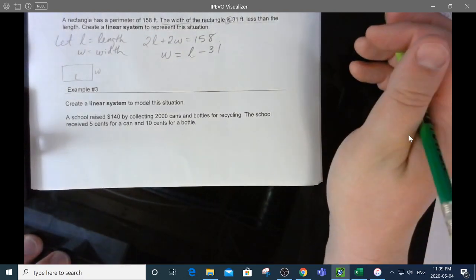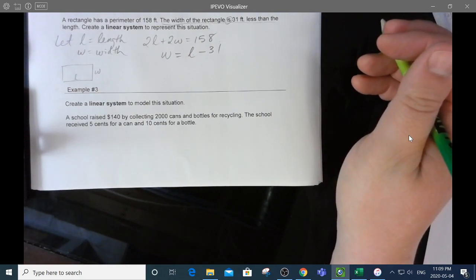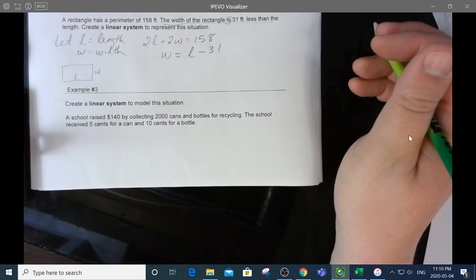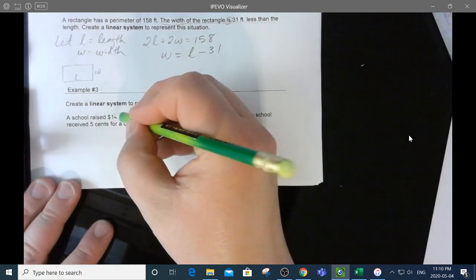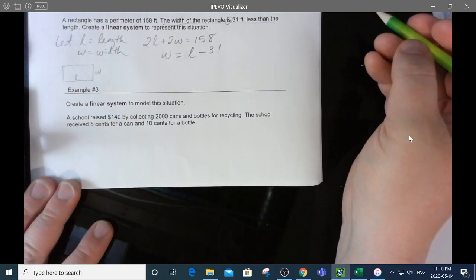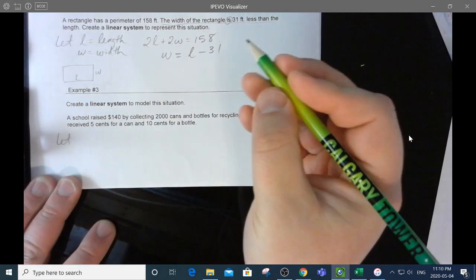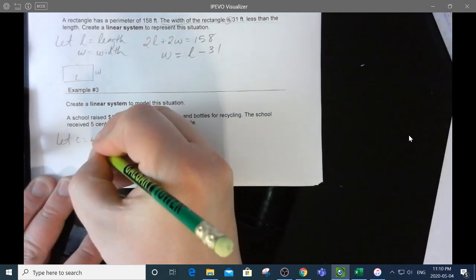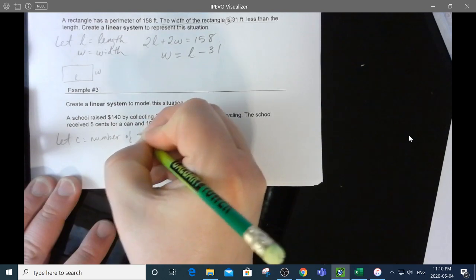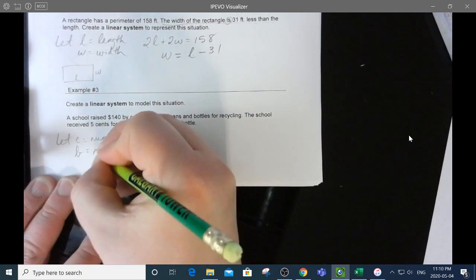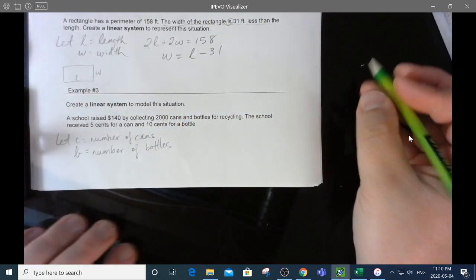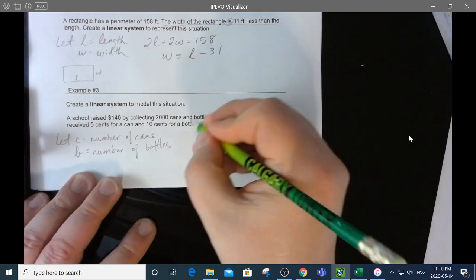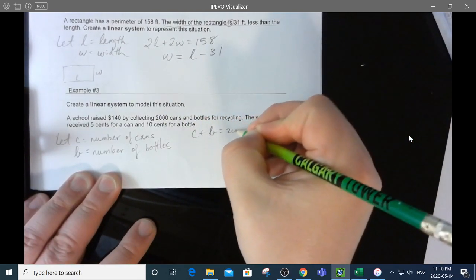Example 3. A school raised $140 by collecting 2,000 cans and bottles for recycling. The school received 5 cents for a can and 20 cents for a bottle. So this one's a little tricky. Notice that there is two facts here, a monetary amount and a total number of counted cans. If I let C equal number of cans and B equal number of bottles, notice what I can do here is I can say, all right, well, there's 2,000 altogether if I add the cans to the bottles. So that's the first equation.